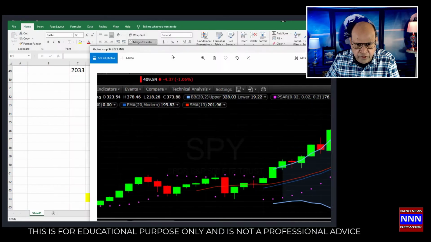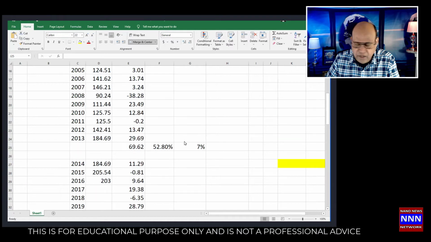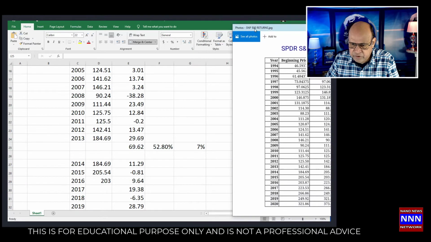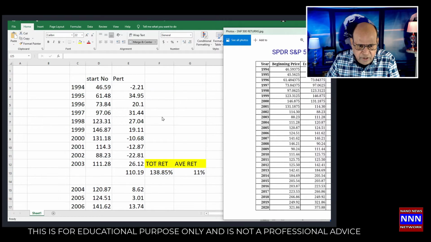So in order to do that, I'm going to go to the spreadsheet here. First, I'm going to pull up the spreadsheet. I have entered some of the numbers which I talked about, and I'm going to show you here. First of all, I took the 94 to 2003, 10 years. I put all their numbers, the returns. The average return was 11%, which is not bad.